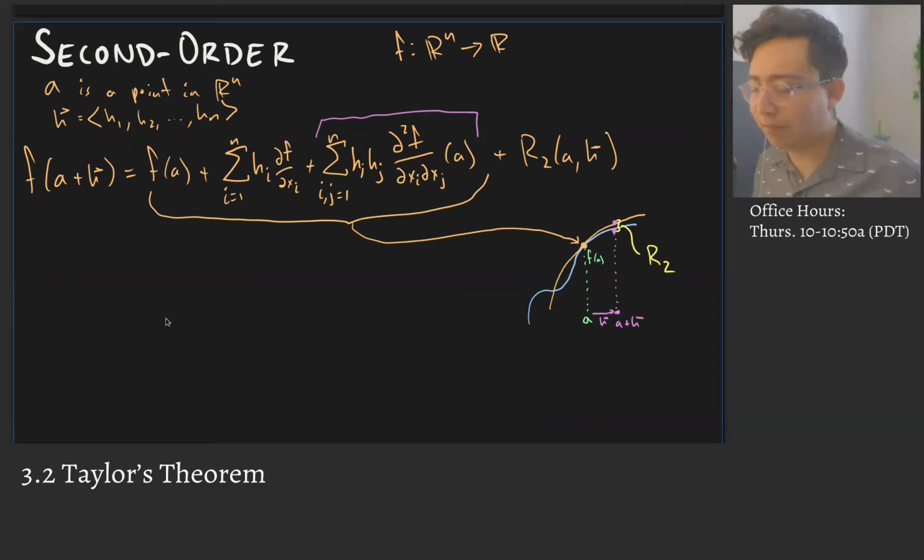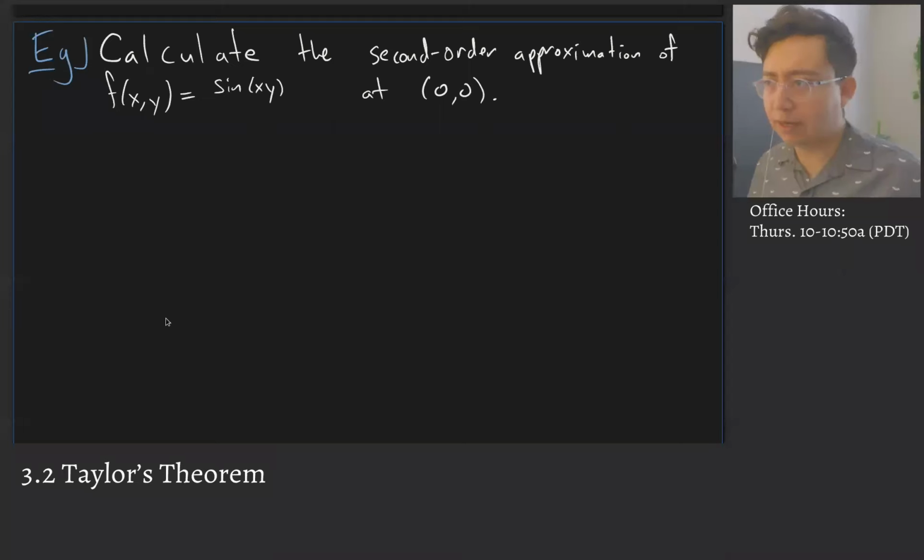You want to jump into an example? Let's jump into an example. I don't think I have anything else to say about that. So let's calculate the second order. Here I wrote approximation. I think usually in the homework it says Taylor formula. So maybe I'll write that.